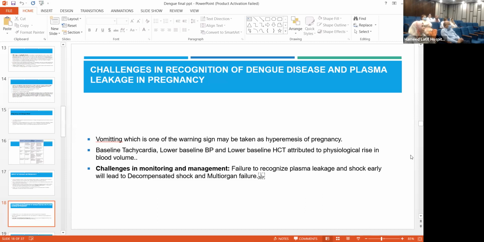Vomiting, which is one of the warning signs, may be taken as hyperemesis in pregnancy, so this can be misleading. Baseline tachycardia is also present in pregnant women, and low baseline BP is there, so this can mislead too. Challenges in monitoring and management: failure to recognize plasma leakage and shock early will lead to decompensated shock and multi-organ failure.